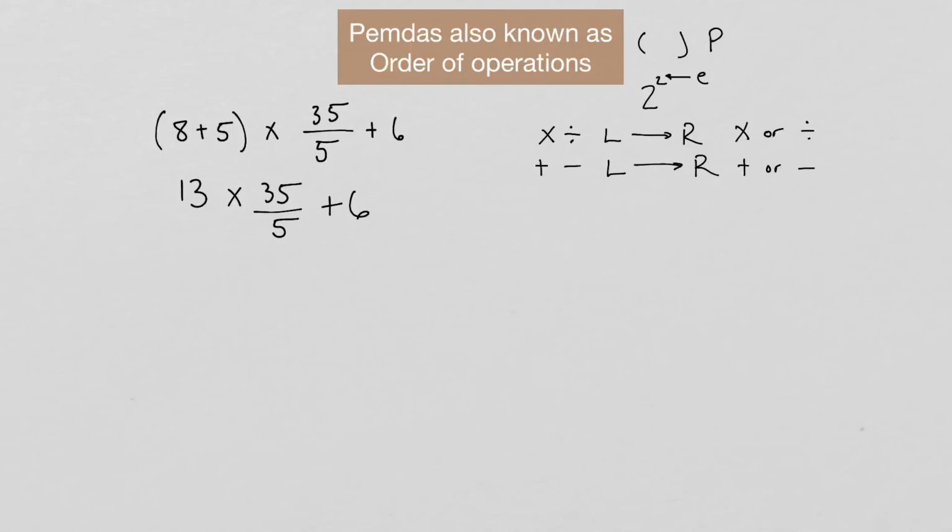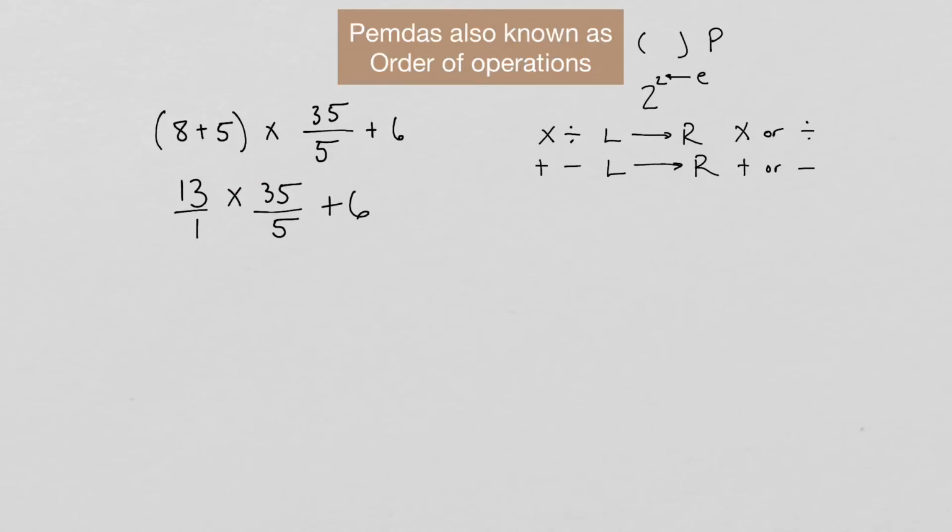Now, we have to do our multiplication before we do our addition. So here's a trick that I like to do. If you see this whole number by itself being multiplied by a fraction, you could put this whole number as a fraction simply by putting it over 1. So now we have 13 over 1 times 35 over 5.